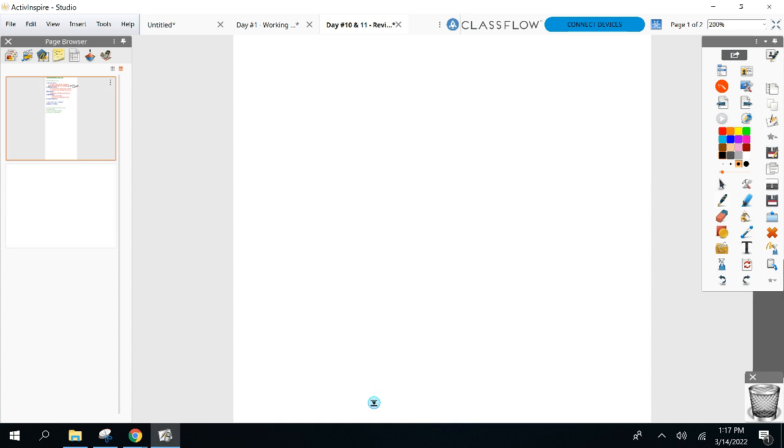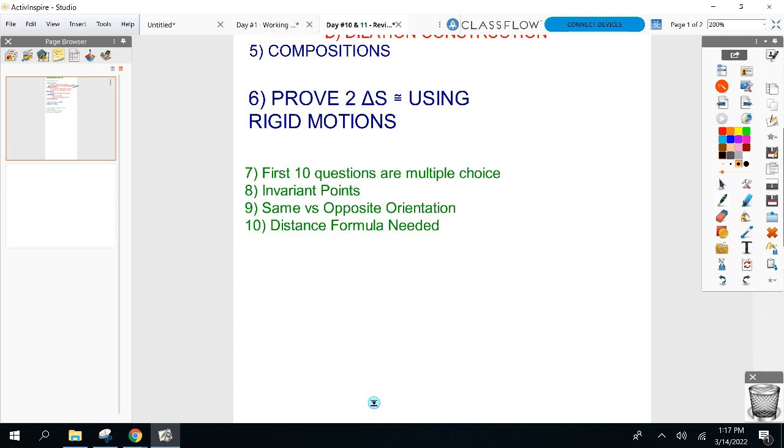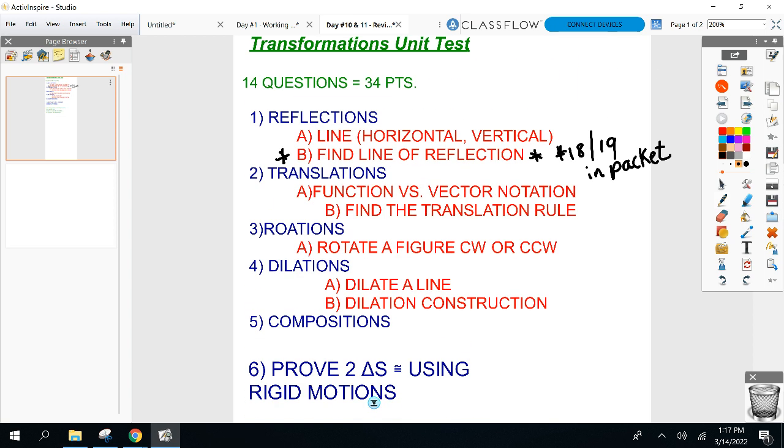I said on Friday that the only formula you needed was the distance formula. Thinking about it, if you want to find the line of reflection, you're also going to need to know the midpoint. So I'm going to include that as well, distance and midpoint formulas for tomorrow.